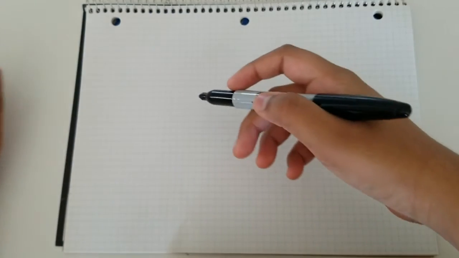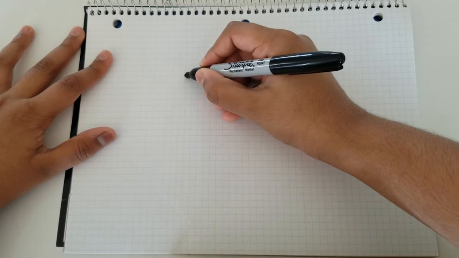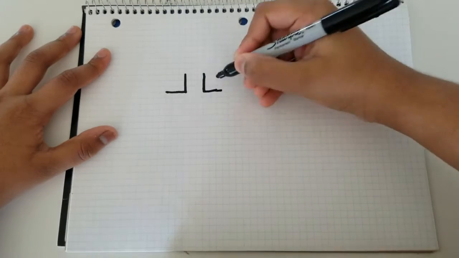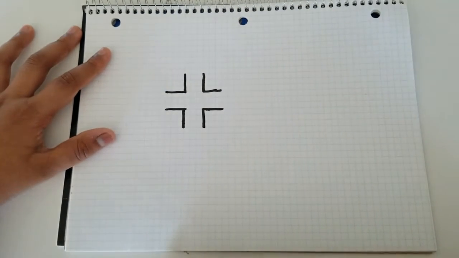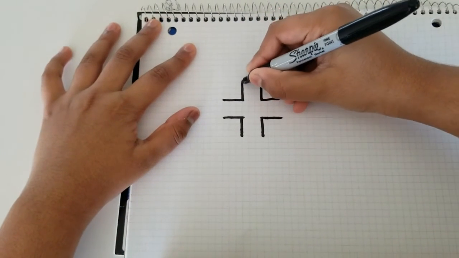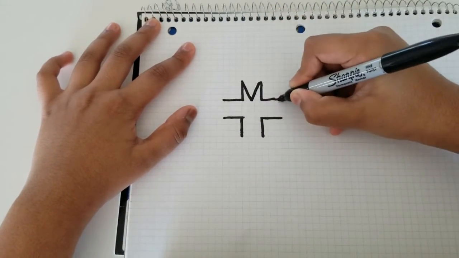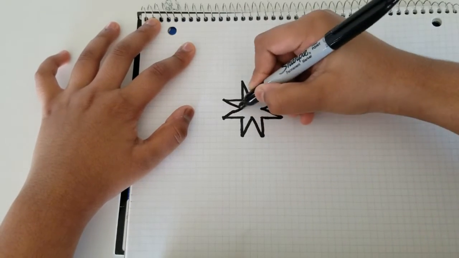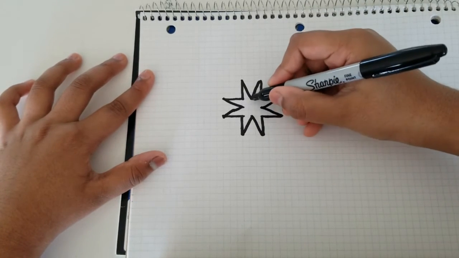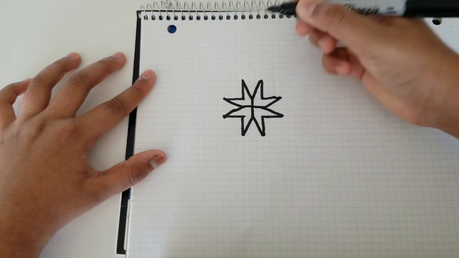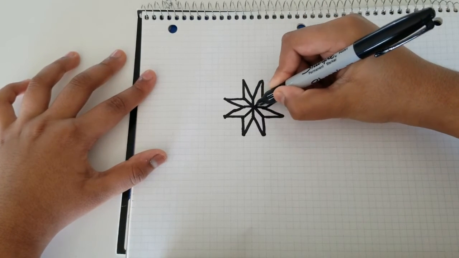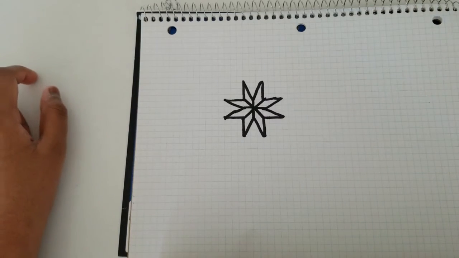Okay, so for the first drawing you need to start off with lines like this. Then you would want to connect them like this, and do all of them. Once you do that, connect the top and bottom together and both sides together, and draw an X between the 4 points like this. So now it should look like this.